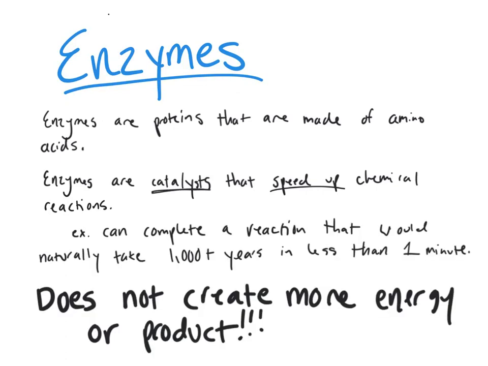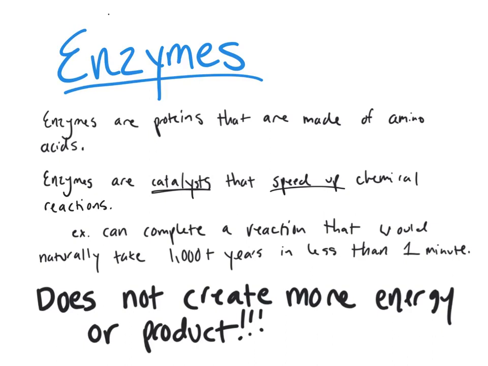If an enzyme could take something and create more energy than natural, that would be impossible and against the first law of thermodynamics, so it is not true. Please don't confuse that on the exam. Enzymes just help make things occur faster. They do not create more energy or product than would naturally happen.